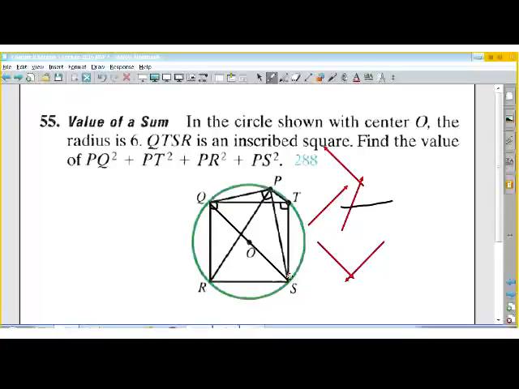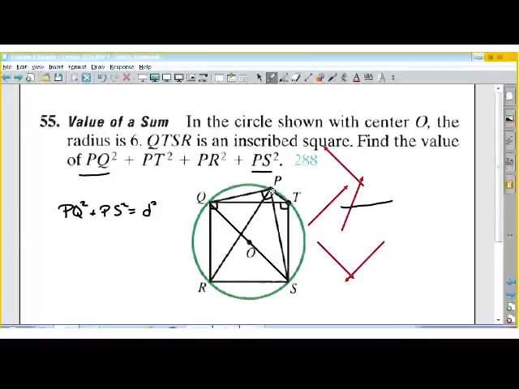So what I need is this squared plus this squared has to equal that squared. Okay, so I have a right triangle right there. So what I can say is PQ squared plus PS squared equals the hypotenuse squared, which I'm just going to say is D squared. It's the diameter of the circle. So I've taken care of those two.